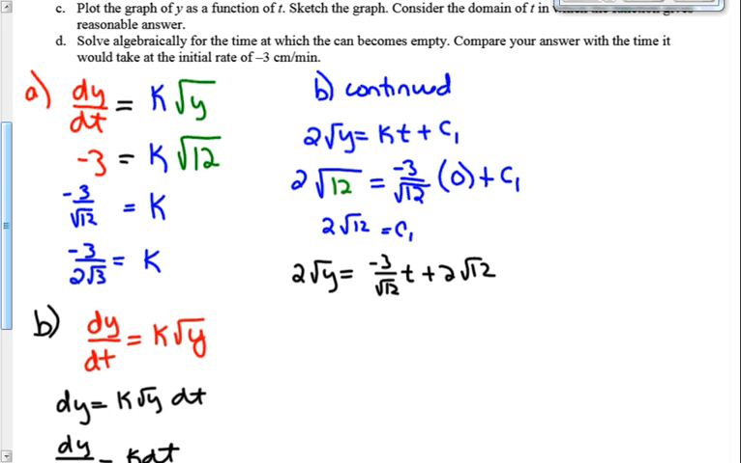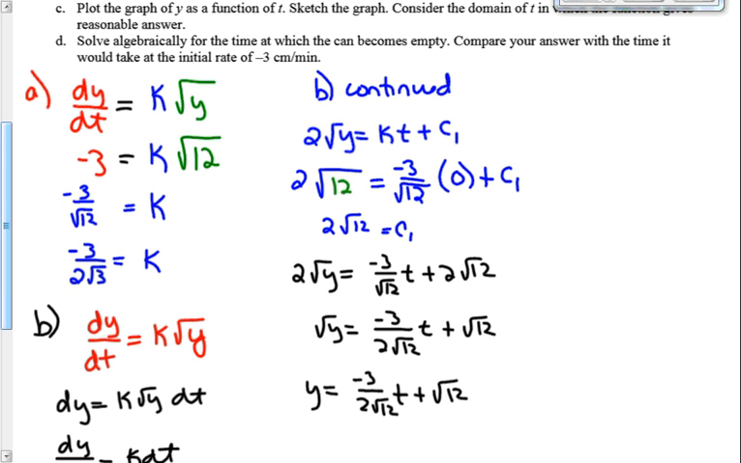Now I'm going to divide everything by 2. Square root of y will then be negative 3 divided by 2 square roots of 12 times t plus the square root of 12. And now what I need to do is actually square both sides. When I square both sides, I'm just going to put a squared symbol on the outside. I'm not going to work it out. So that is my equation for the depth of the water.